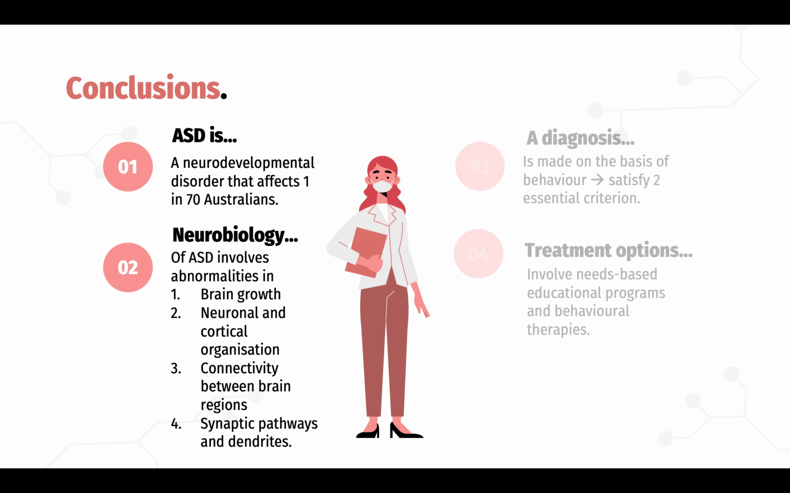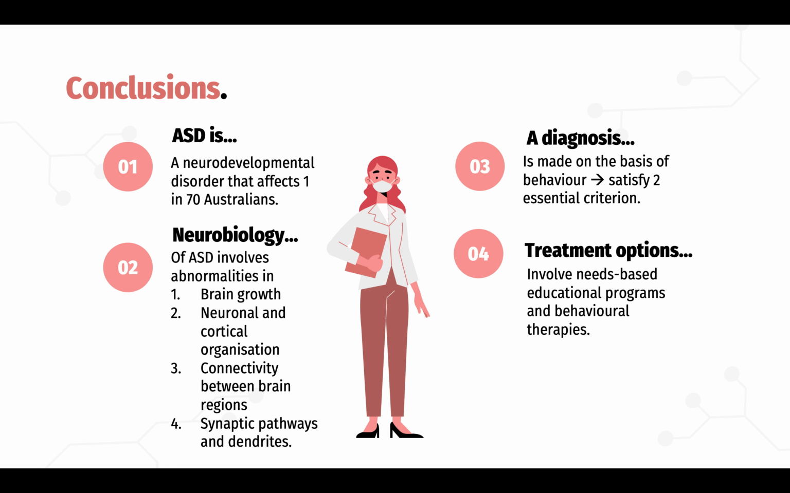So to wrap up what we've learnt today, autism spectrum disorder is a neurodevelopmental disorder affecting 1 in 70 Australians. The neurobiology behind it involves abnormalities in brain growth, neuronal and cortical organisation, connectivity between brain regions and disruption of white matter tracts, and synaptic pathways and dendrites. A diagnosis is made on the basis of behaviour, which must satisfy 2 essential criteria, and the treatment options available involve needs-based educational programs and behavioural therapies.